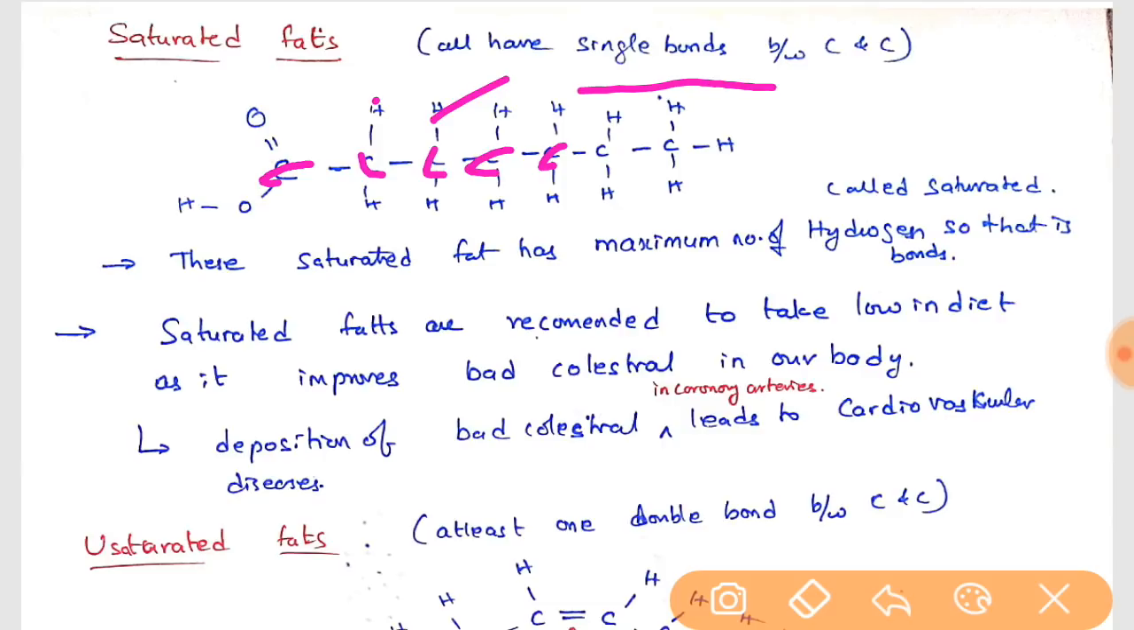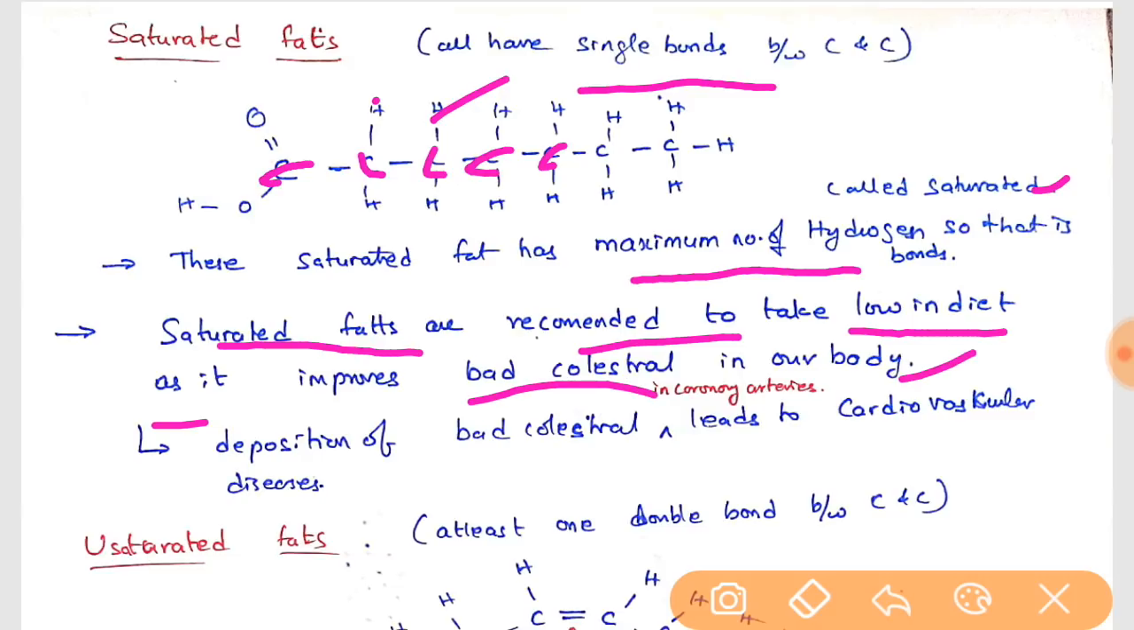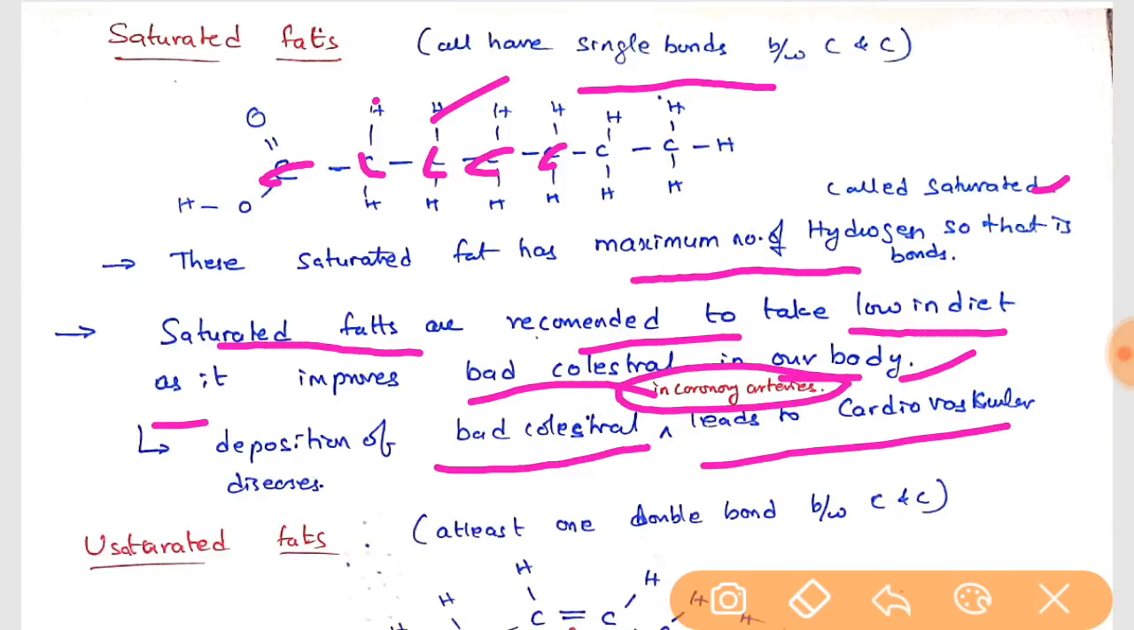These saturated fats have the maximum number of hydrogen bonds, so they are called saturated. Saturated fats are recommended to be taken low in diets, friends, because saturated fat increases bad cholesterol in our body. If these saturated fats deposit bad cholesterol in the coronary arteries, this leads to cardiovascular diseases or heart arrest, friends.